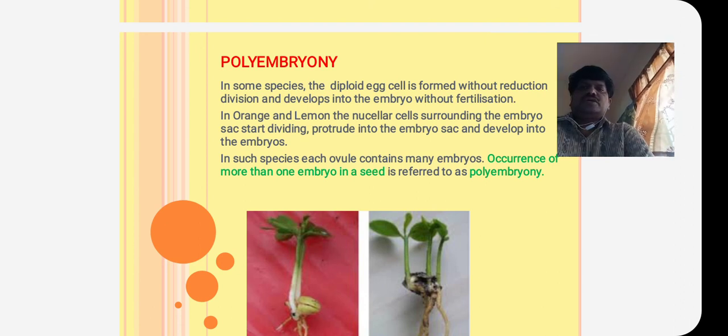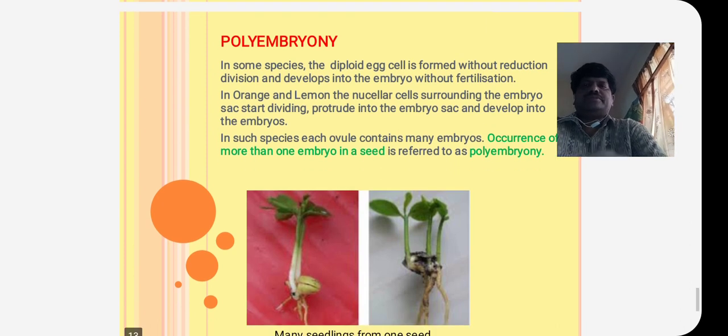So in such species like citrus, in citrus fruits like lemon and orange, you can find occurrence of more than one embryo in a seed. So when you are squeezing a seed of lemon or orange, you can find many embryos. So you can see this diagram. From one seed you can find many saplings. So these many saplings, because they are inside one seed, you can find many embryos. So this is the case of polyembryony.